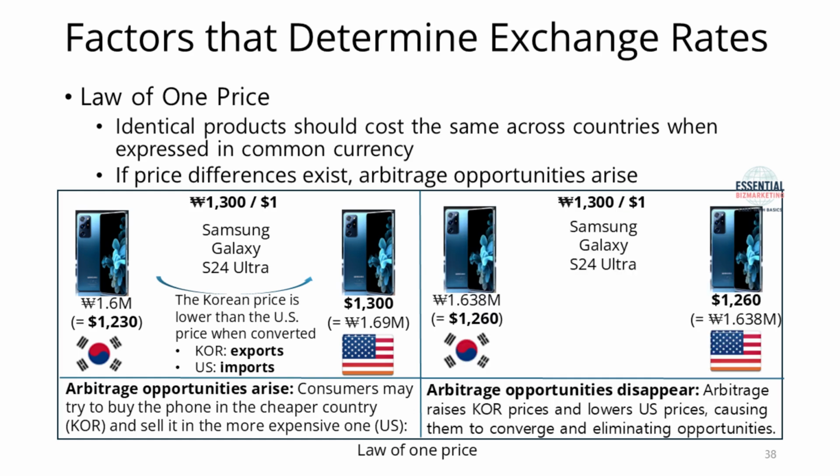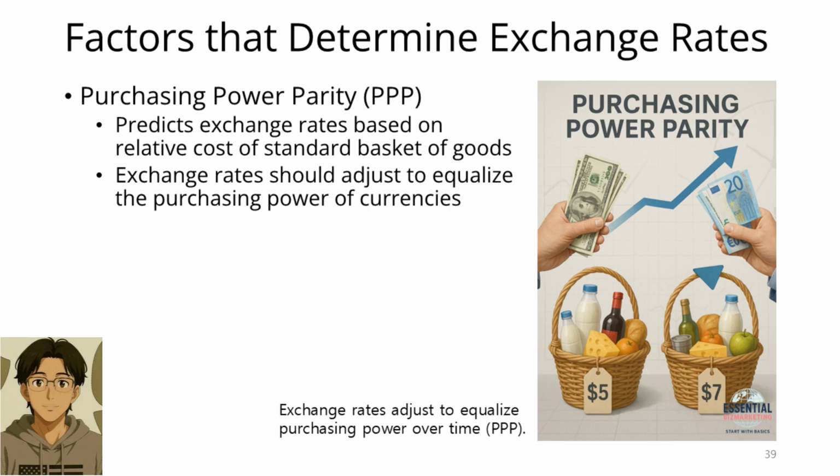Let's see how arbitrage closes the price gap. As more people buy in Korea and sell in the US, Korean prices rise while US prices fall. Eventually, prices converge, eliminating further arbitrage opportunities. Now let's move from prices to purchasing power. Purchasing power parity predicts that exchange rates adjust to equalize the cost of a standard basket of goods across countries. This means currencies should reflect differences in national price levels over time.